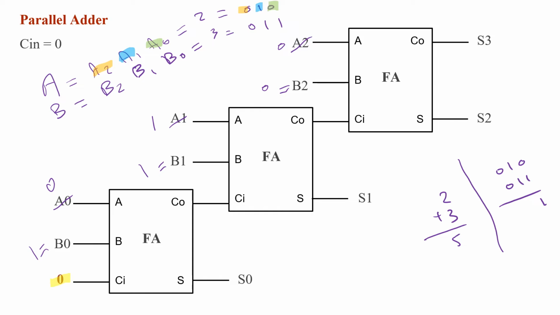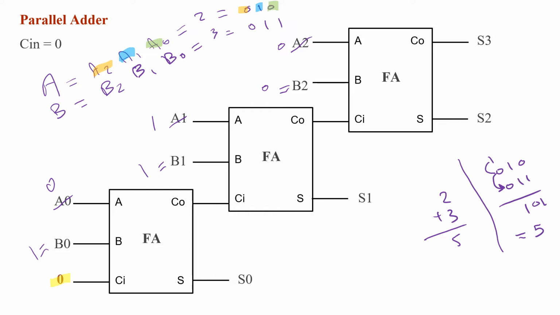Because in decimal scale, 1 plus 1 is 2, and we cannot write 2 as a single bit in binary. So we have to say 1 plus 1 is 0 with a carry out of 1. Then we have 1 plus 0 plus 0. The result is 1. And if you translate this number to decimal scale, that will give us 5. So the summation is correct.